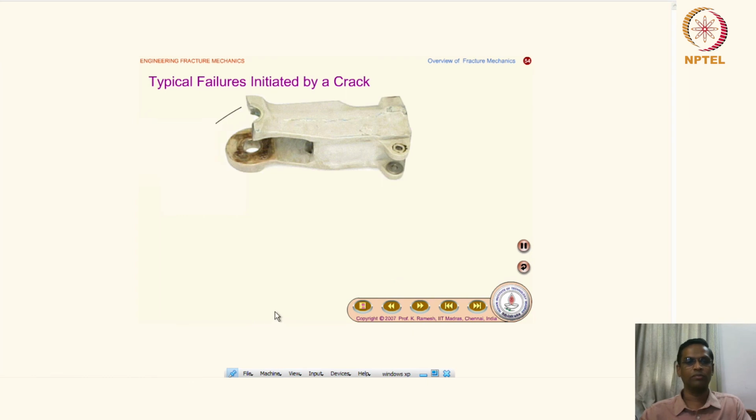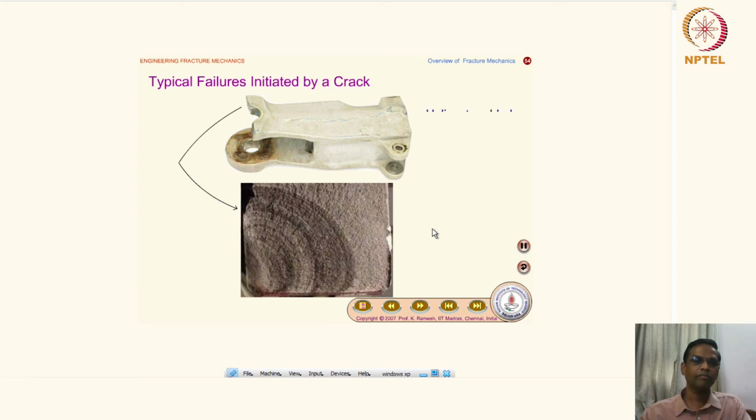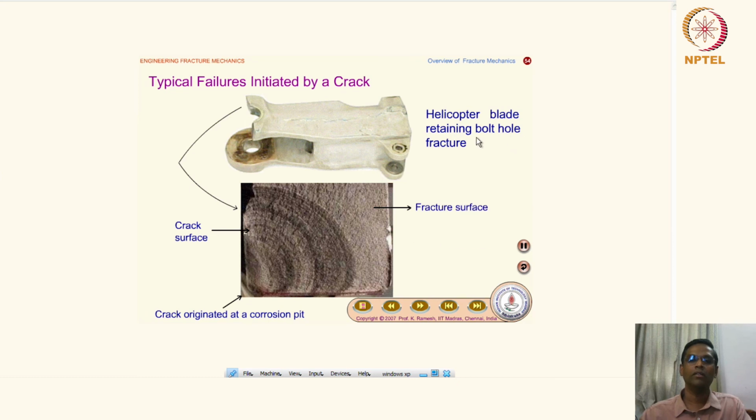the course. Now I would like to just show some of the typical failures initiated by the crack. This is a helicopter blade reaching the bolt hole fracture. So what you see here is a very nice fractograph. So you can see that crack growth has taken place. It's a crack growth phase, and this is a fracture surface.